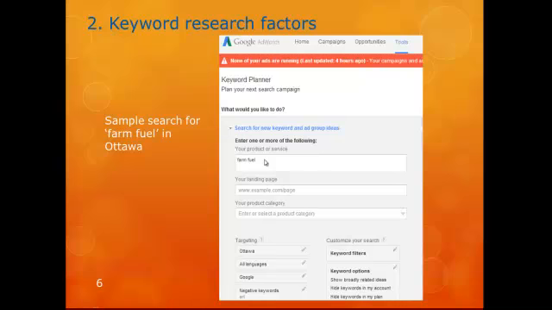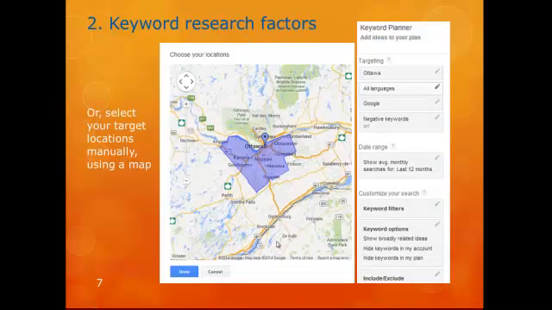Okay, so let's just use this example. Farm fuel, perhaps you're selling farm fuel in the Ottawa area. So you put in farm fuel, you put in the area, you can put in some other indicators, but let's just use those 2 for now. So then it comes up and you can actually look at the map. Say, okay, you know what, it's also Gatineau. I want to increase this a little bit. Maybe it's also Perth. So you can increase this so that it maps through the area you like.